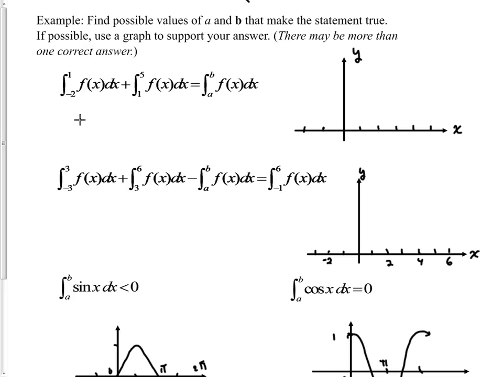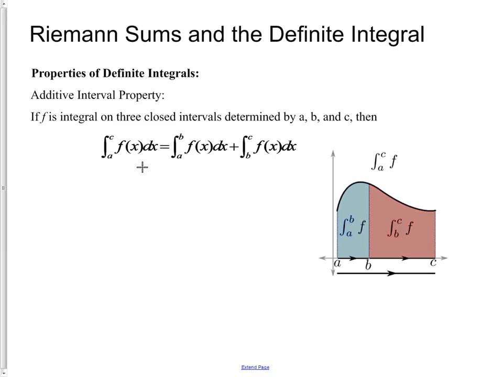Let's say that we're told we want to add together the definite integral from -2 to 1 of f of x dx plus the integral from 1 to 5 of f of x dx. Well, we actually know by one of our rules that whenever we take an integral on closed intervals that are divided up over an interval from a to c by some subinterval a to b and b to c, if we add up the integral from a to b and the integral from b to c, we're going to get the total area from a to c.